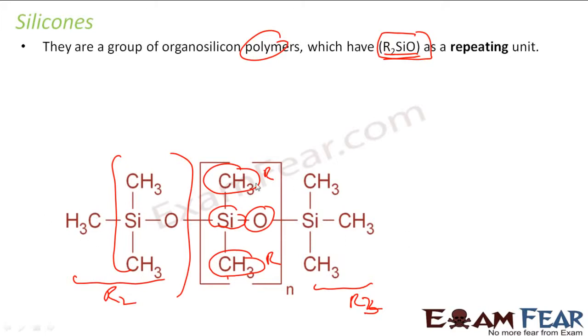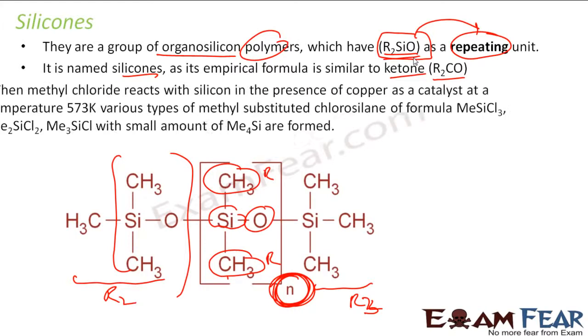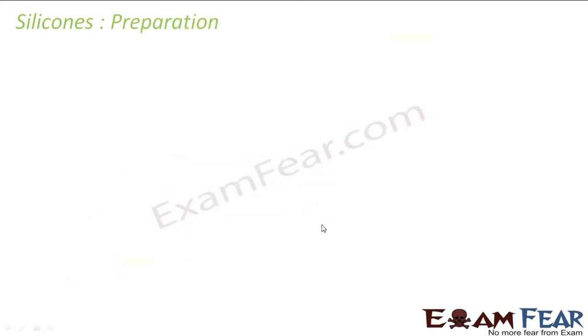So what I'm saying is that it is an organosilicon polymer which has R2SiO repeating. Please note two things here: the R2SiO group has to be there, and it has to be repeating. See the n here? Then only it is silicones. It is named silicones because its formula is similar to ketones, which you know are R2CO. Since the empirical formula is similar to ketones, it is named silicones.